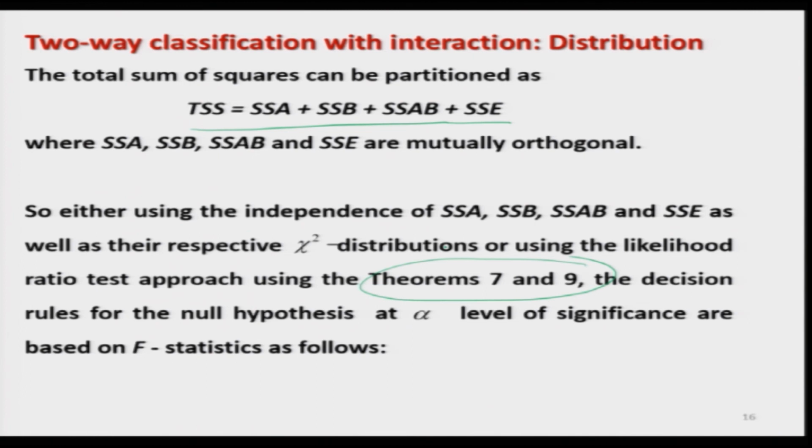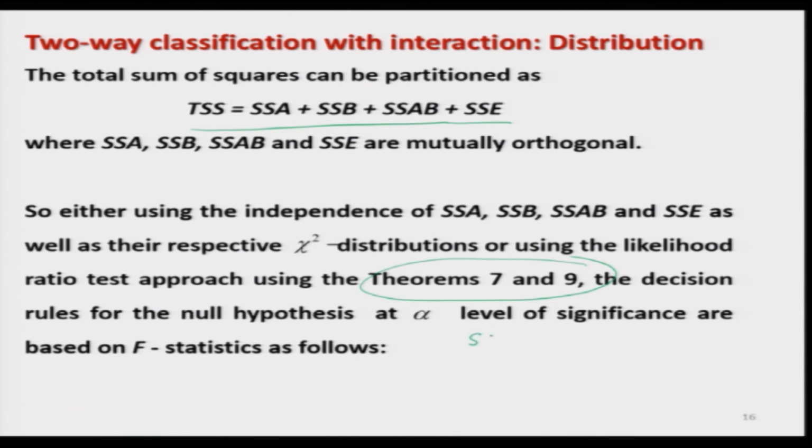Now, in this case what will happen? You have here two-way classification with interaction. So, you have the factors A, B and interaction effect AB. So, you are going to have three F statistics, one for H naught alpha, one for H naught beta and one for H naught gamma, and they are going to follow an F distribution with respective degrees of freedom. So, what you have to understand here, what are you going to do here?